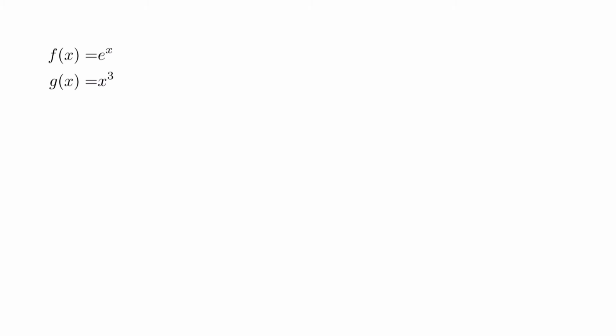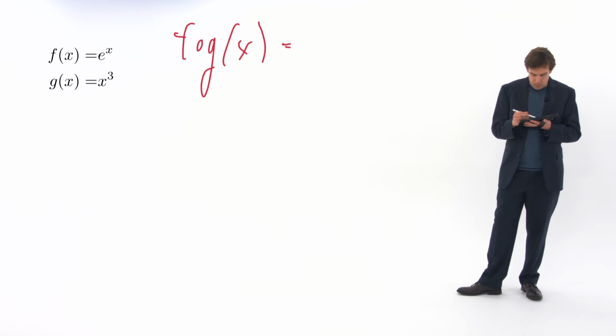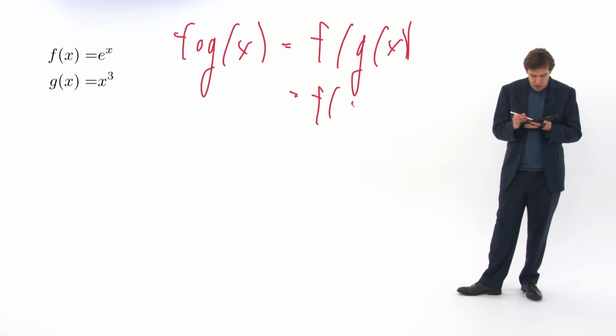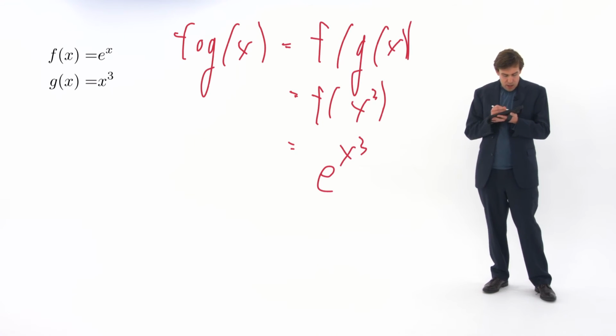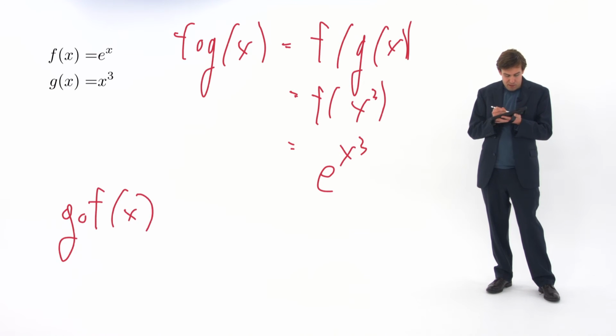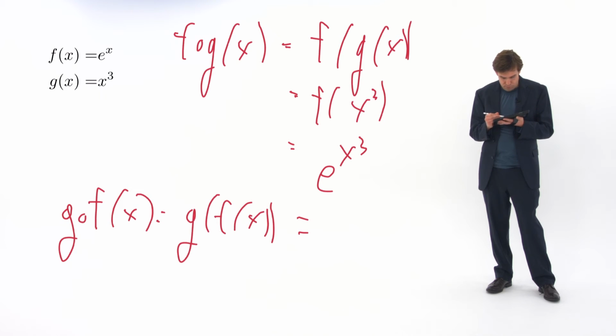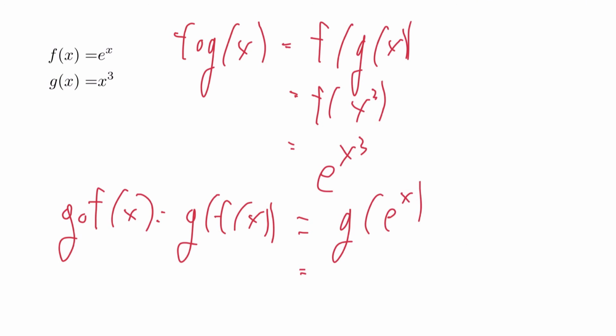Let's look at another example. So first we'll do f composed with g of x. So I'm looking at f of g of x. So f of x cubed, which is e to the x cubed. And now we'll do g composed with f, so g of f. So first I do f. And then I apply g. So I have e to the x to the third.